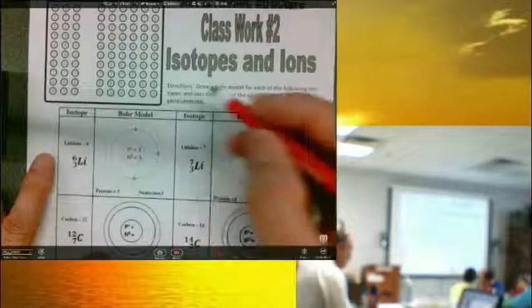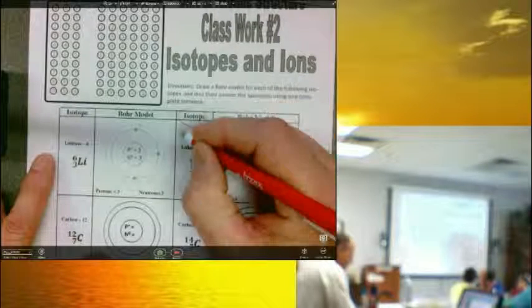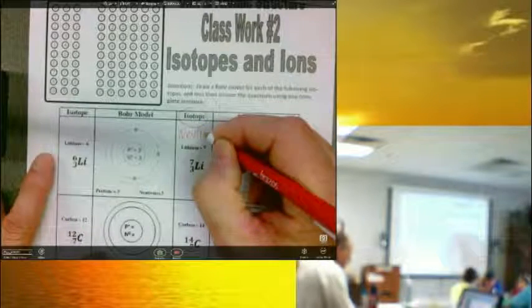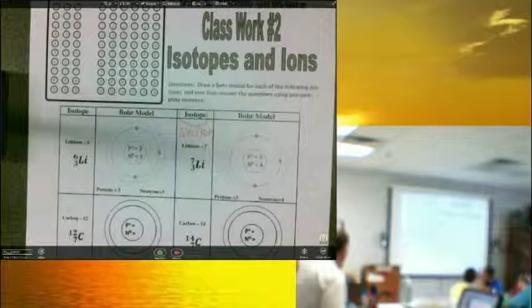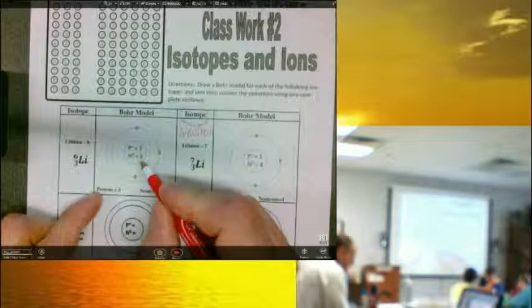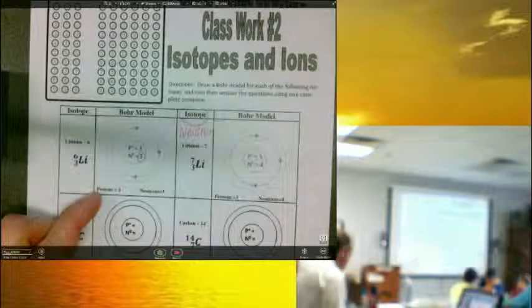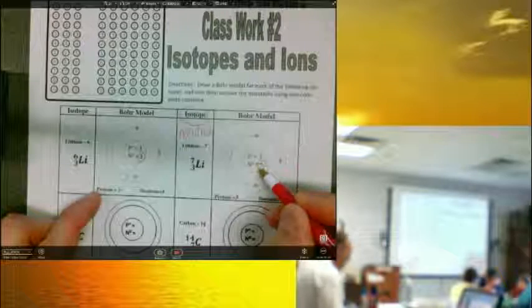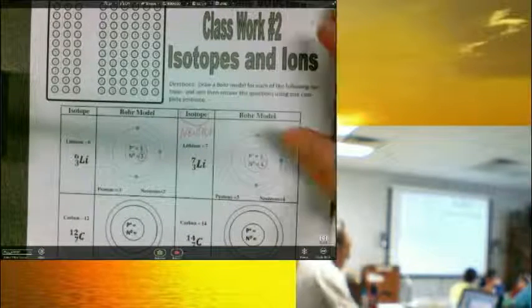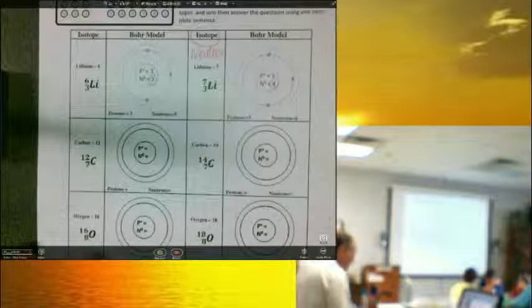Remember, for isotope, let's write it down. It's neutron. Okay, remember isotope, neutron. Notice here, how many does it have? 3 neutrons. And here, how many does it have? 4. Okay, so let's do this next one. Carbon. Somebody tell me, how many protons does carbon have?